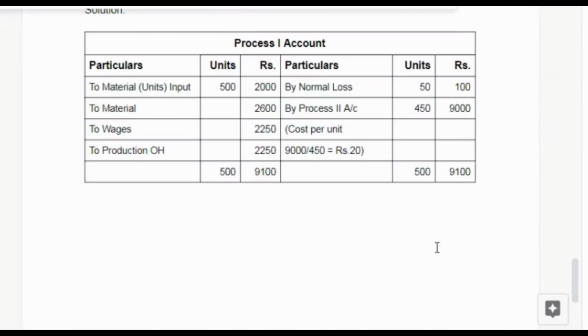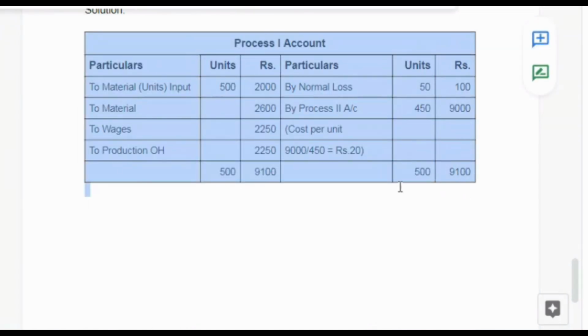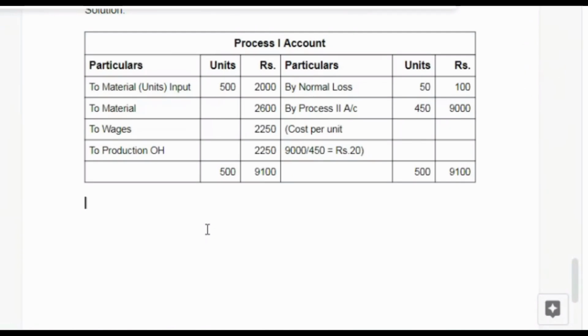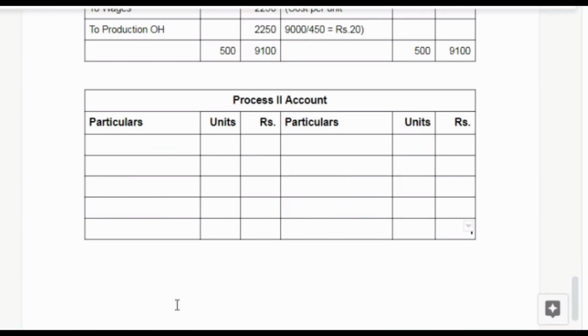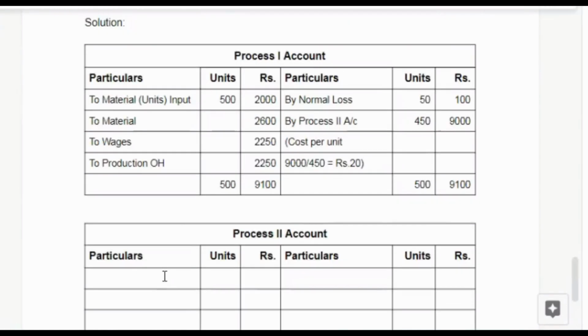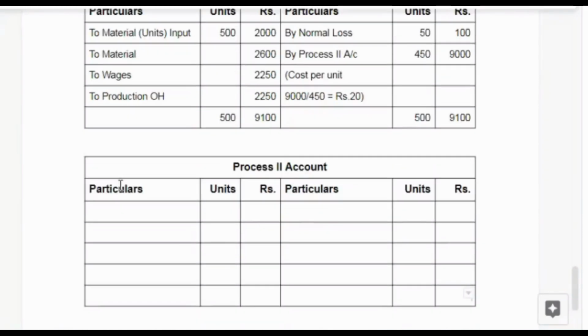Do you have any question in this? Hope not. Right? Okay. Now we go for the next process, that is called process 2 account. In the same way, we are required to prepare one more process account, called process 2 account. Now this process 2 account is ready. So first of all, we transfer the goods from process 1. Here we write on the debit side to process 1 account, and the number of units is 450 and the amount is 9000.